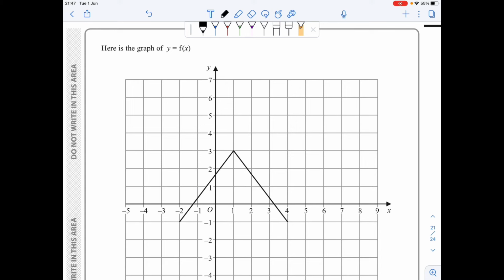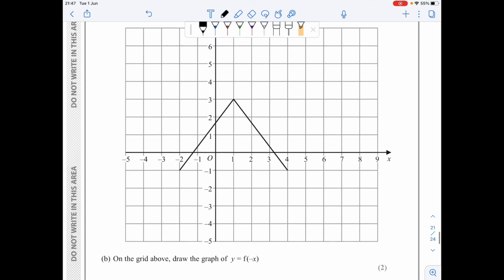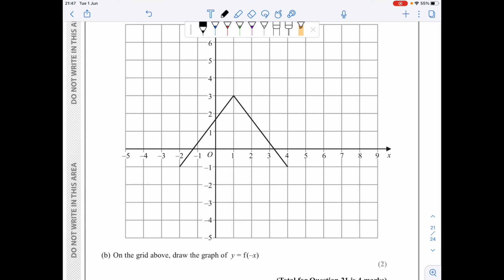I'm given the graph again, and this time I need to draw the graph of y equals f(-x). This is a reflection in the y-axis, so whatever is on the right of the axis will go to the left and vice versa.